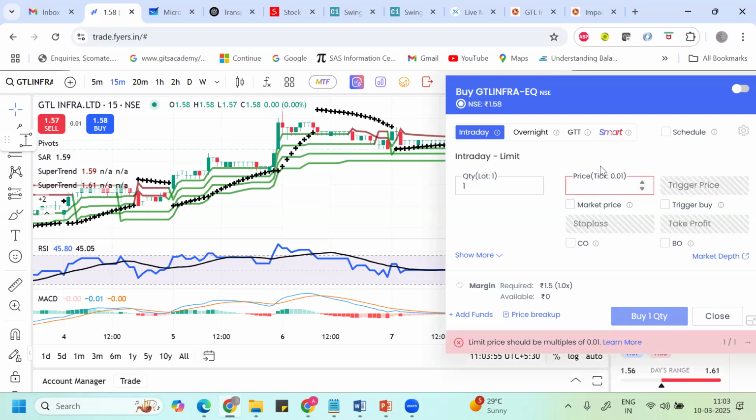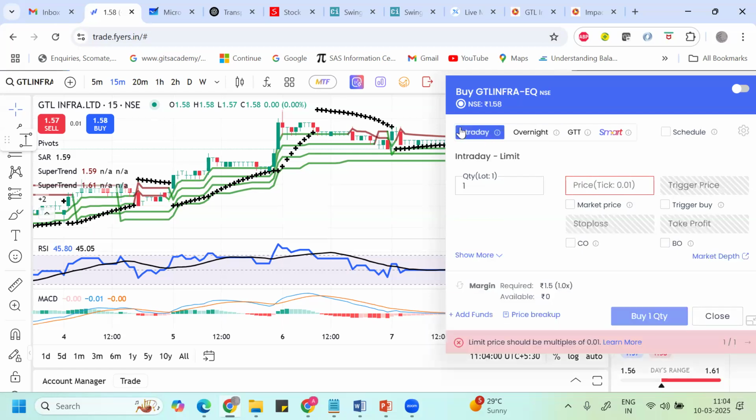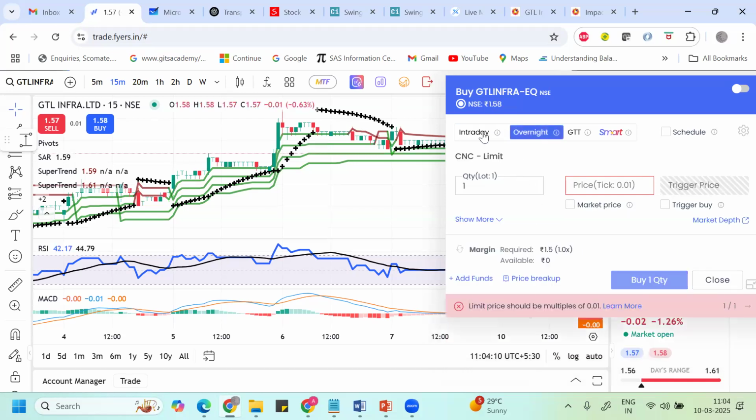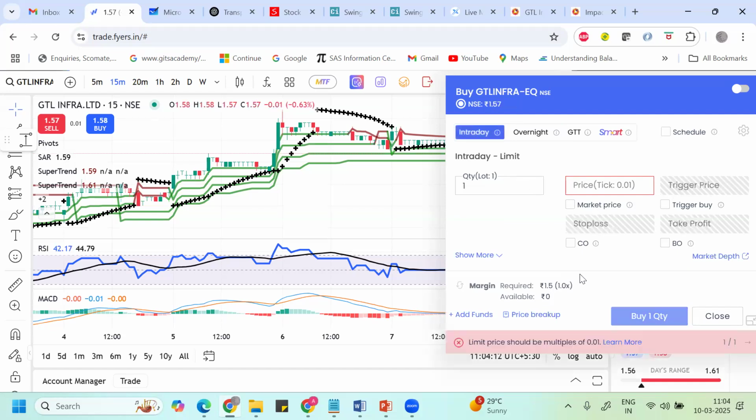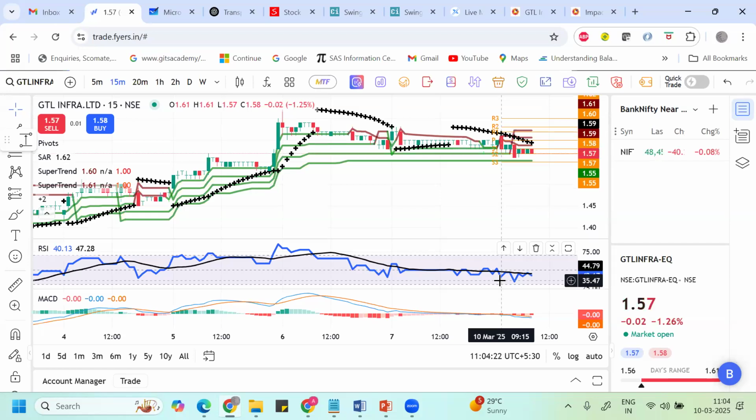Is everyone clear? When you're trading, you know what an intraday order is, what a limit order is, and so on. Here for GTL Infra, intraday is also 1x, and you will not get the share for 5x leverage. Either you do intraday or you do delivery, you have to pay 1x, which means 100% of the money. This depends on the broker and the market participants; depending on risk management, they decide what amount you have to pay to get into a delivery or intraday transaction.